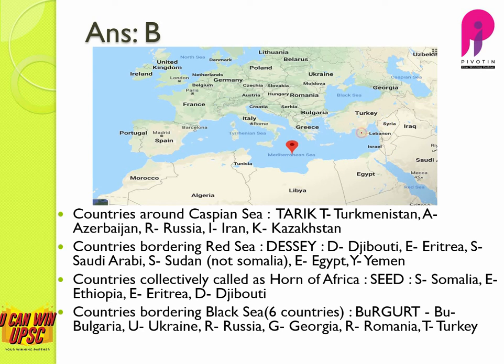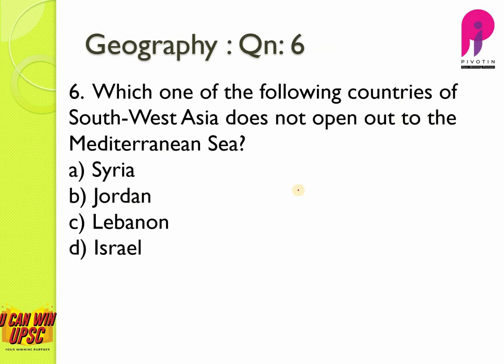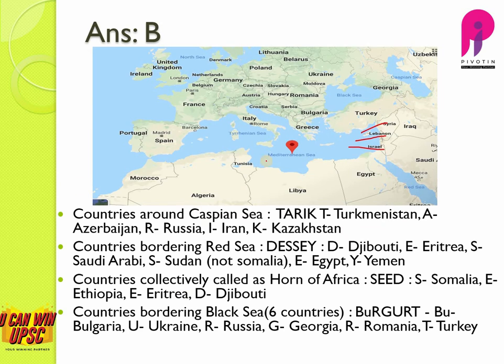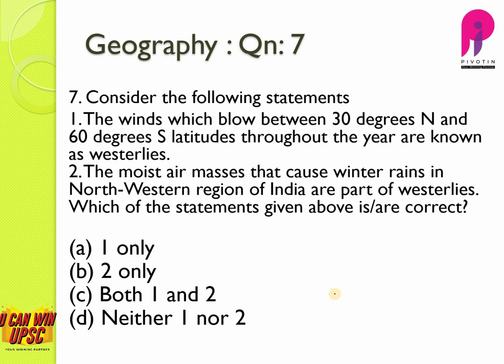And you can see Syria, there is a boundary, Lebanon and Israel. So the answer here is B, Jordan. Actually, Jordan is here. It does not have a boundary with the Mediterranean Sea. I have also given the countries which surround other seas and their shortcuts to remember them. Please do memorize them as early as possible. Question number 7.